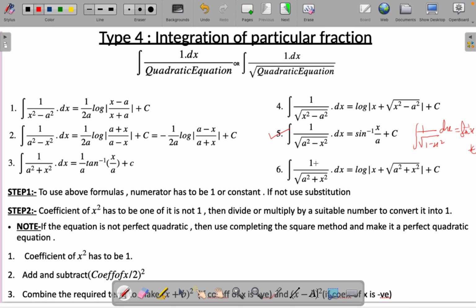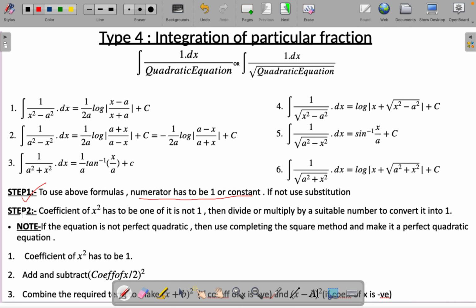Question number 6: 1 upon under root of a square plus x square. Again, the formula is log mod x plus under root of a square plus x square, plus c. Now, the most important thing: to use these formulas, the numerator has to be 1. If it is not 1, we use the substitution method to make the numerator 1.